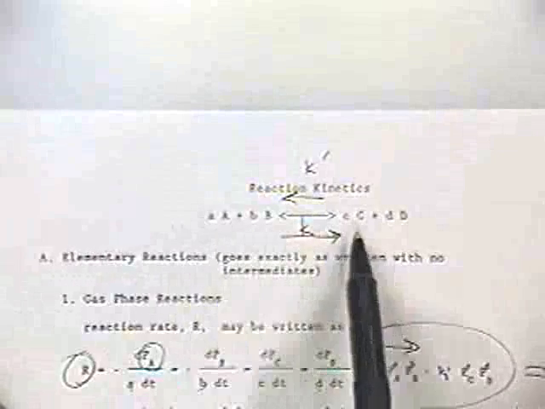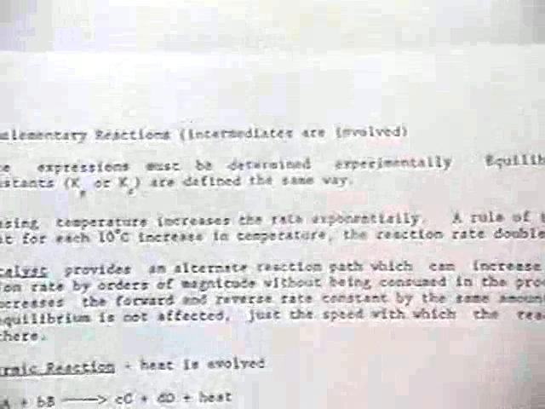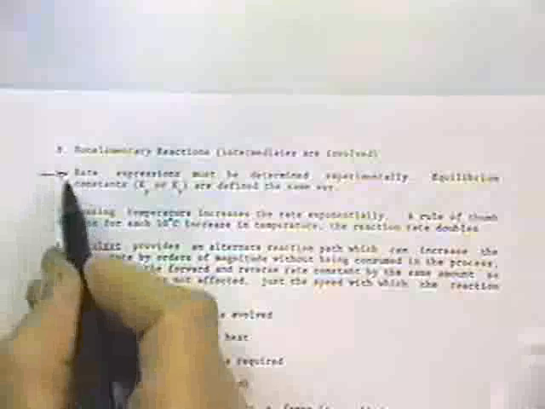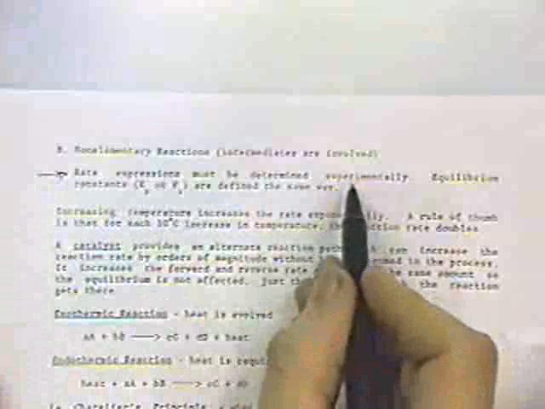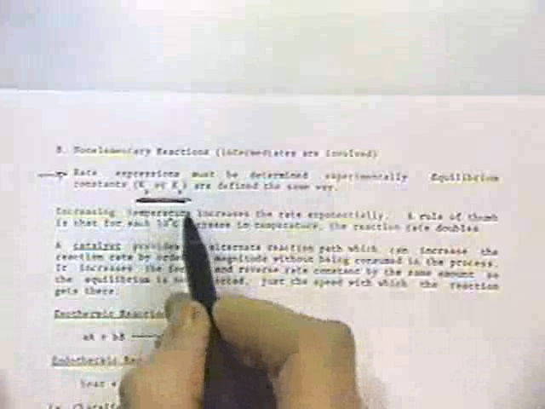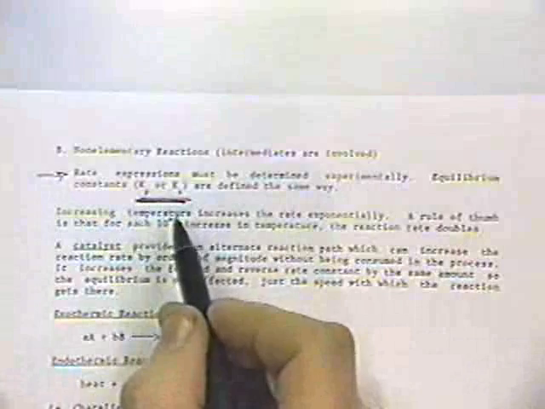Now, so far we've been talking about elementary reactions. Again, they go exactly as written. A and B really do slam together and form C and D. Non-elementary reactions are, sure enough, the overall stoichiometry as A and B go to C and D, but there's a lot of underlying substructure that you have no idea exactly what's going on, how A and B combine to form C and D. In that case, the rate equation must be determined experimentally. But interestingly, the equilibrium constants are defined the same way as they were with the elementary reactions.